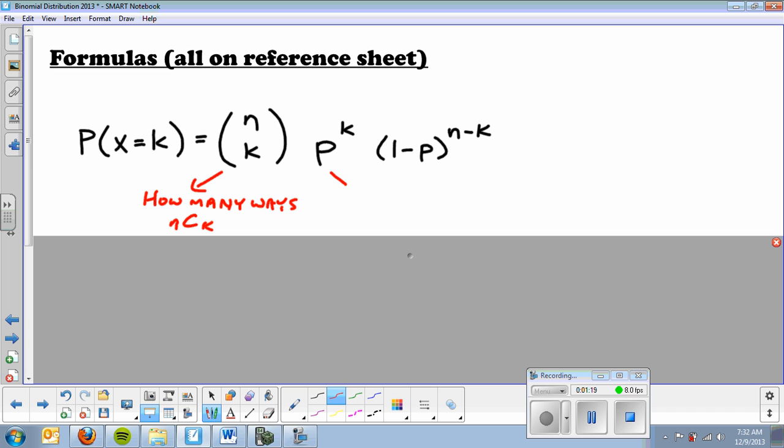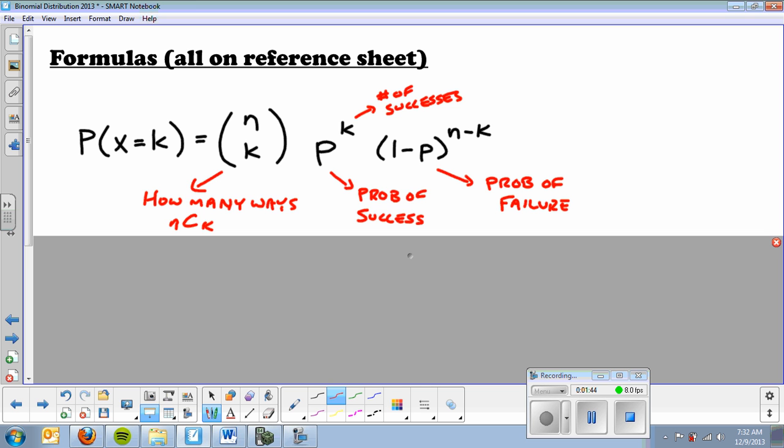Now, p is the probability of success, and k is the number of successes. 1 minus p is basically the probability of failure, and n minus k is the number of failures. Okay, and I will show you how to use that formula and plug it in your calculator.